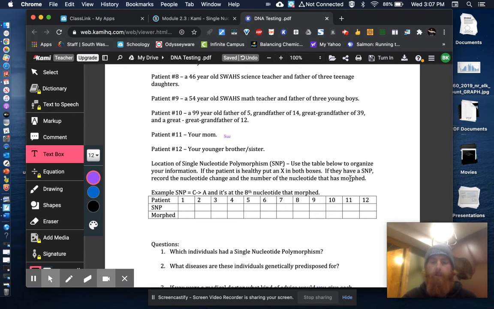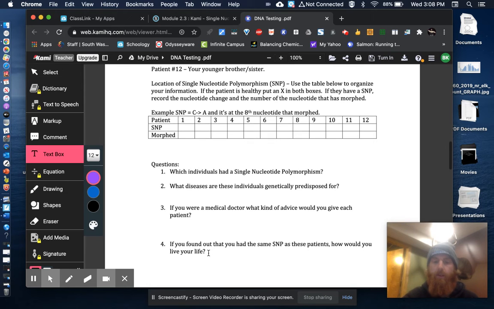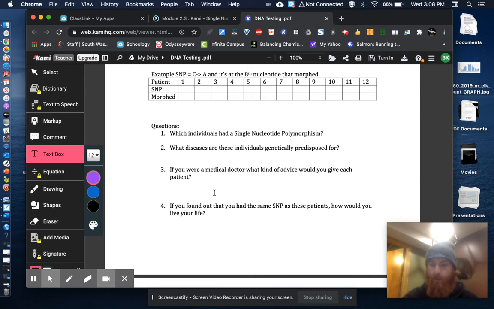And so you can see right here, you can use the table below to organize your information. If the patient is healthy, put an X in both boxes. And when I say they're healthy, their DNA is the same as the healthy DNA, okay, of our 12 patients. If there is an error in their DNA, you're going to put down what the change is. So for example, a C is now an A on the genome. So the C would be the healthy DNA and the A would be the change that we've observed. And then you would tell us which nucleotide of the 16 nucleotides has actually changed. And then there are 4 follow-up questions about this, okay?